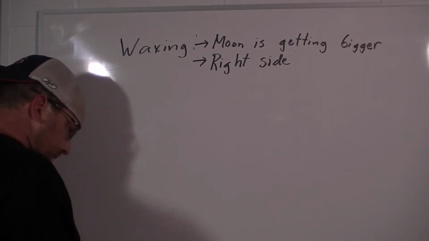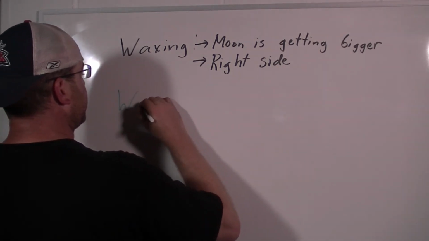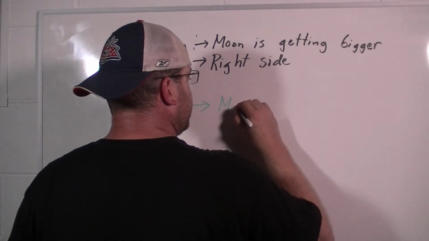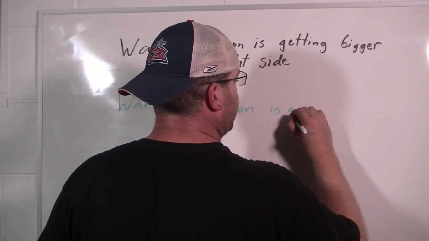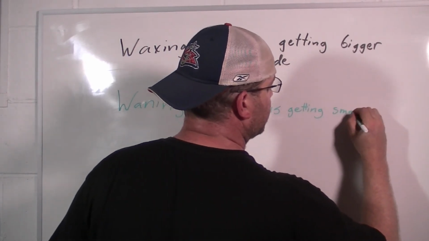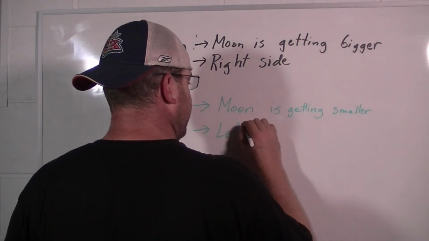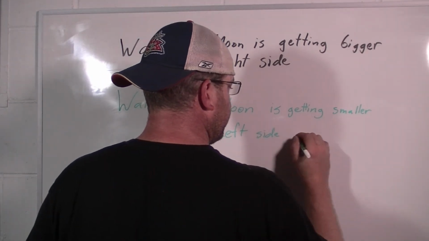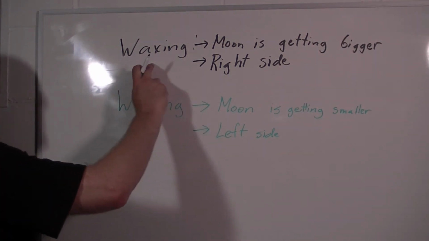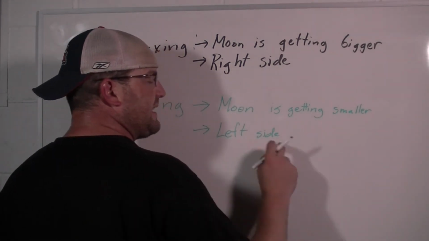The other big term, waning, is that the moon is getting smaller. And then I can see the left side of the moon. Waxing, the moon is getting bigger in the sky and I can see the right side of it. Waning, moon is getting smaller and I can see the left side of it.